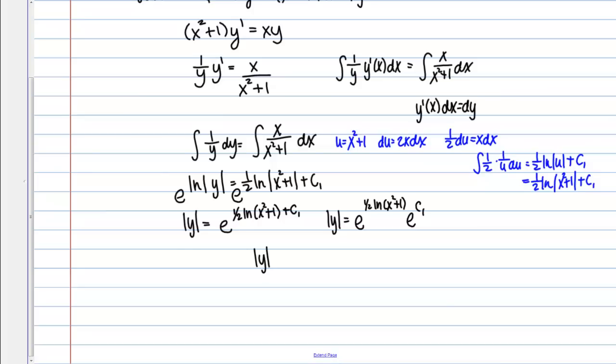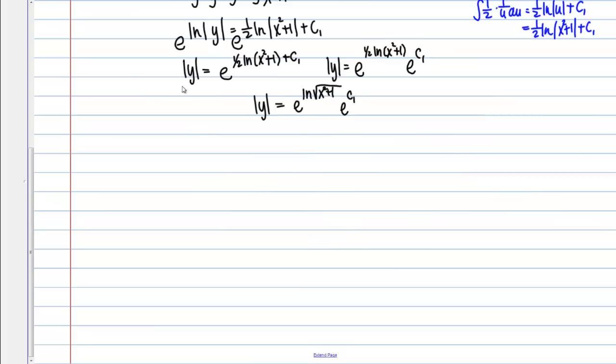Now further, in that first factor, I've got this coefficient of 1/2 in front of the natural log. I can make that a power within the natural log and write this as e to the natural log of the square root of x squared plus 1. And then I still have this e to the c1 power. Now I can cancel out this e and natural log. So I have the absolute value of y equals e to the c1 times the square root of x squared plus 1.